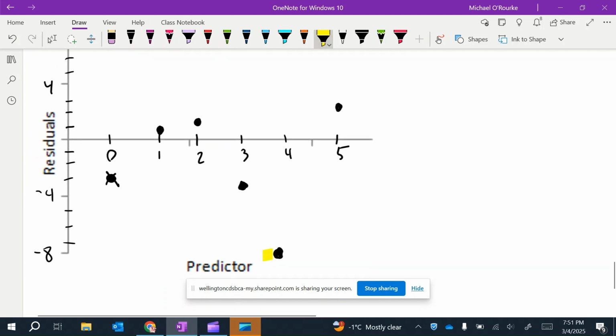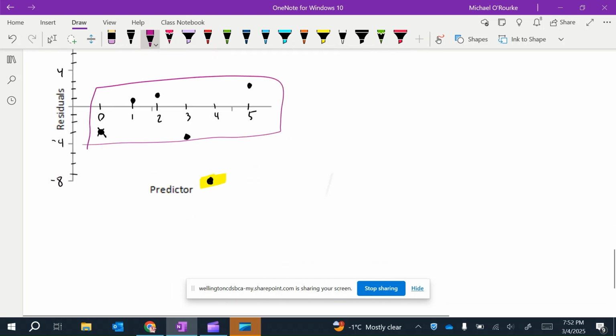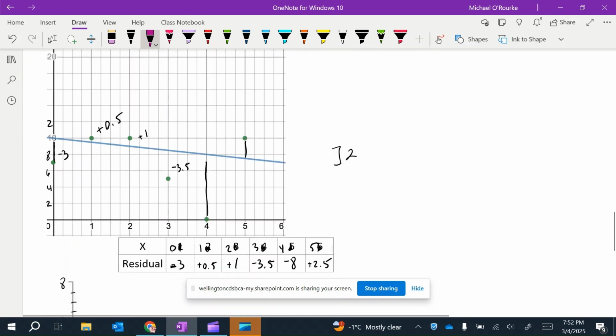I can really identify this as my outlier. Because everything else is kind of in this area right here, looking good. But that's my outlier right there. Okay? Is that my only one?